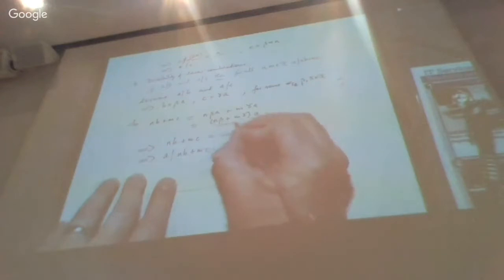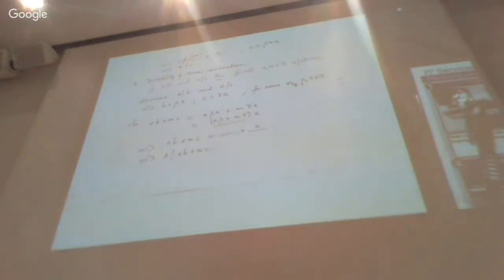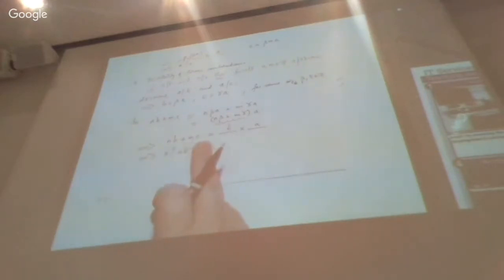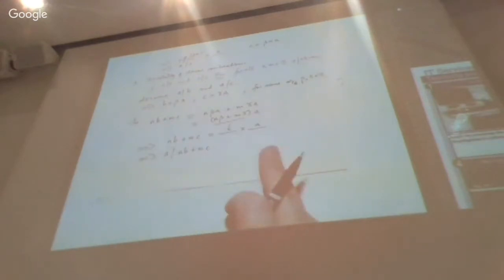Is this thing an integer? N times beta plus M times gamma? Is that an integer? Yeah. The four parts of it that are multiplied and added together are all integers, so you just get another integer. Okay. So we've fulfilled the definition. We've been able to write this linear combination, NB plus MC, as something times A. Therefore, we can conclude that A divides that linear combination.